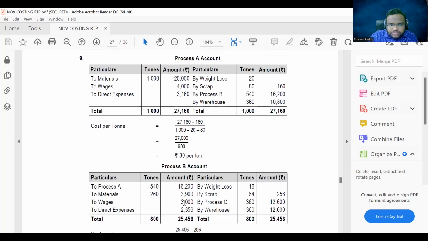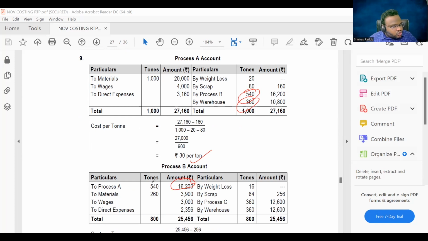See, 30 rupees. So now tell me how much amount? 540 units and 360 units. So whatever is transferred from process A is the input to process B, 16,200. And next, do you have any separate input in process B?